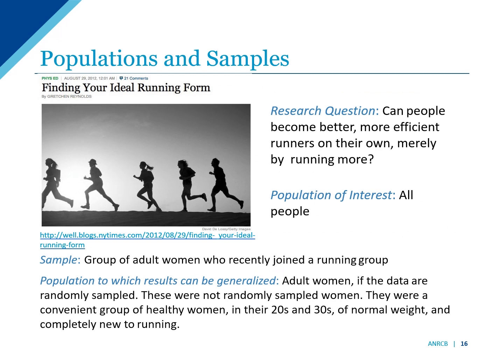In another example, if you're interested in whether people can become better, more efficient runners on their own just by running more, your population of interest is people. That's all people. Say that we test this hypothesis in a sample of a group of adult women who recently joined a running group. Who can we then generalize our results to? Only to adult women, but not even all adult women, because this isn't a random sample.